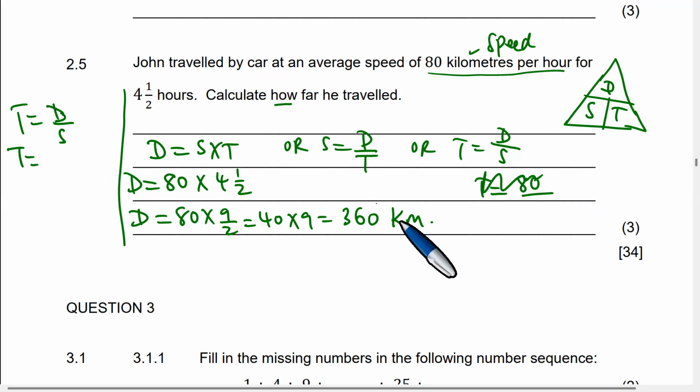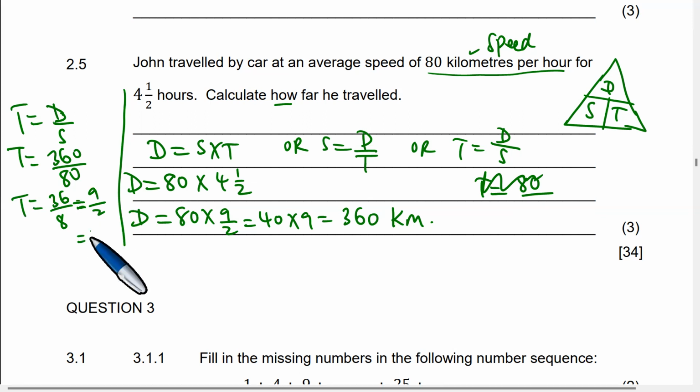So you can say time is distance over speed. We got the distance is 360. What is the speed? It's 80 kilometers per hour. You divide these. Normally, you can just eliminate the zeros, dividing by 10, dividing by 2, dividing by 4. So 2 goes how many times into 9? 4 times, remainder 1 half. So the time is actually 4.5 hours. The time is 4.5 what? Hours.